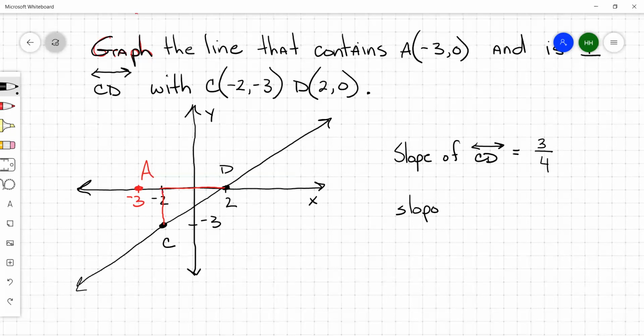What's the slope of the other line got to be? Negative 4/3, doesn't it? Very good. The slope of the perpendicular line needs to be the negative reciprocal of the line that it's perpendicular to. Oh, come on, pen, please. This is annoying. Slope of perpendicular line is going to be equal to negative 4/3.